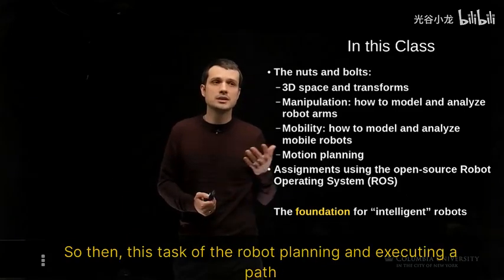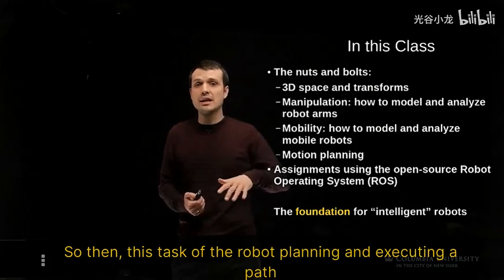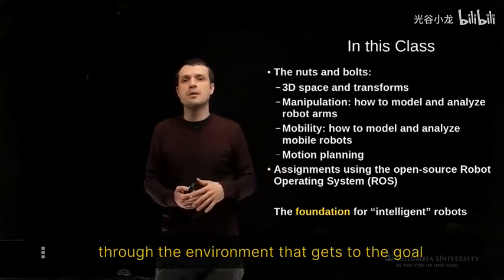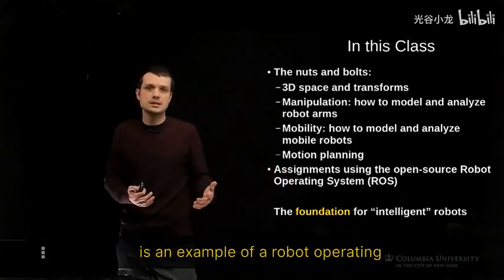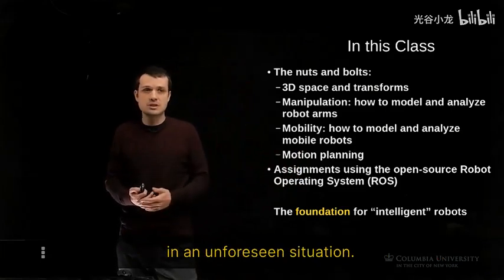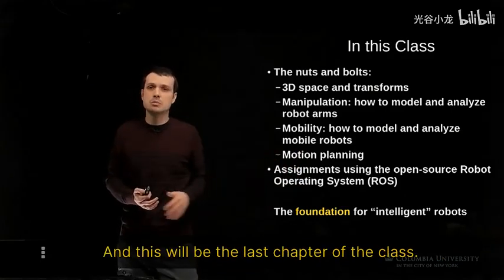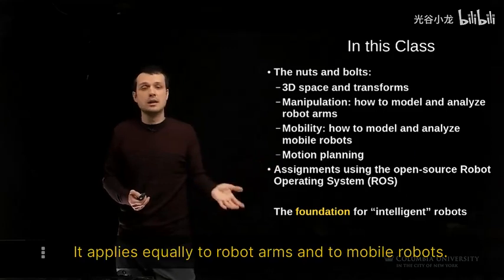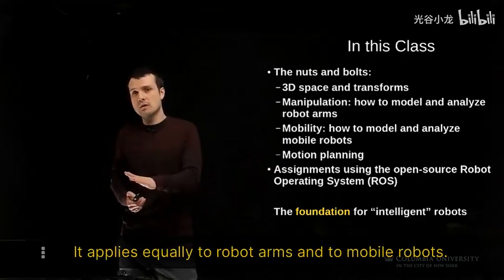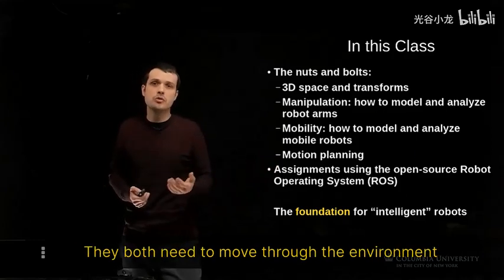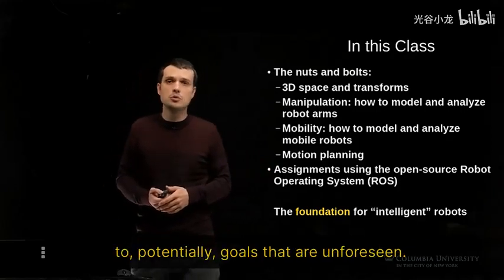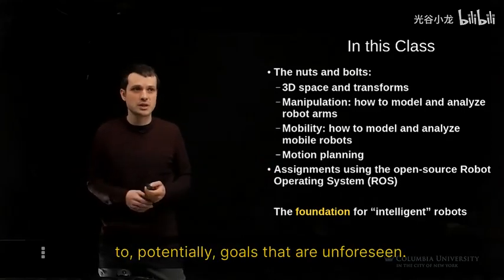So then this task of the robot planning and executing a path through the environment that gets to the goal is an example of a robot operating in an unforeseen situation. And this will be the last chapter of the class. It applies equally to robot arms and to mobile robots. They both need to move through the environment to potentially goals that are unforeseen.